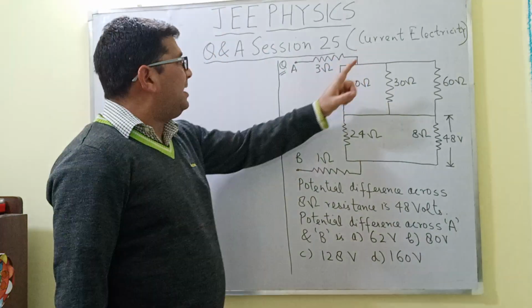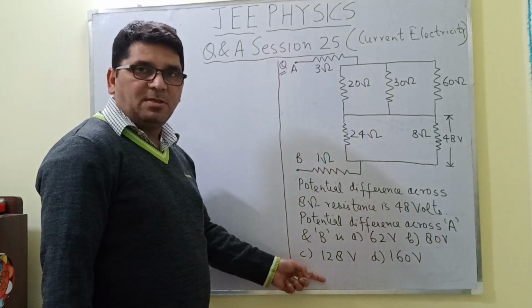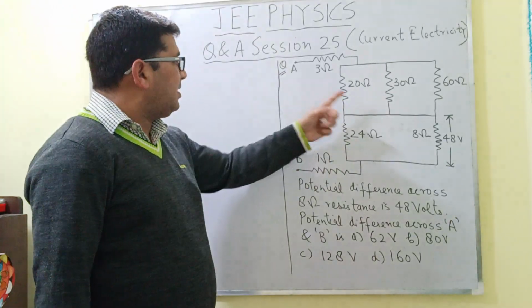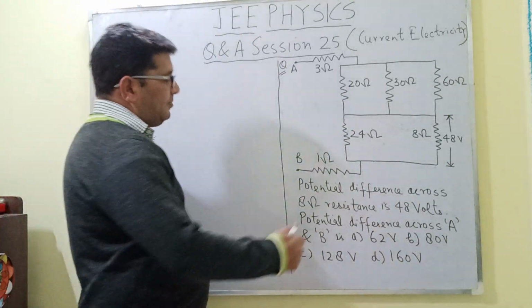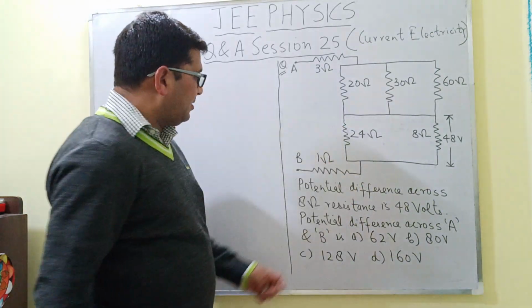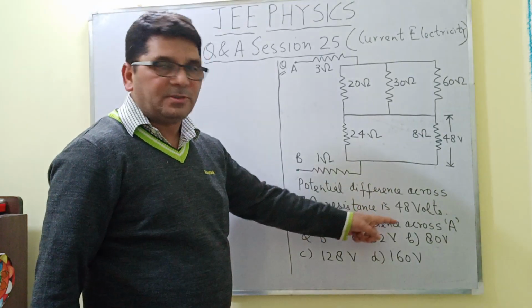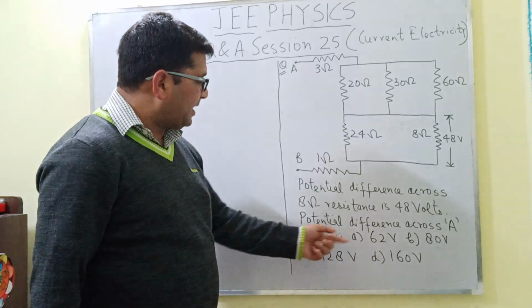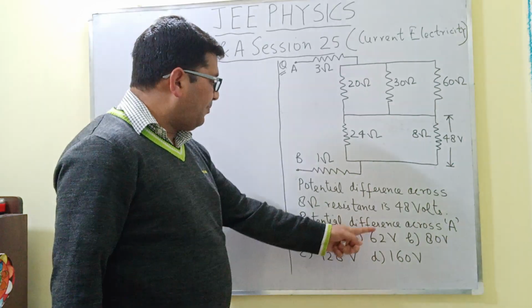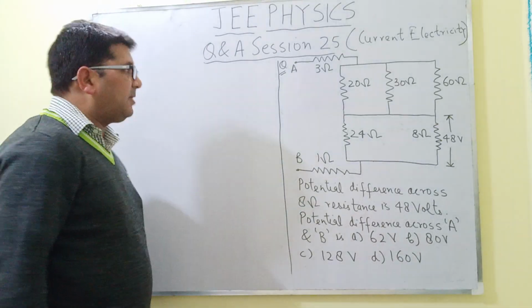The chapter is current electricity, and the question for this session is written on this board. In this question, we have one electrical circuit, and in this electrical circuit, the potential difference across this 8 ohm resistor is 48 volts. The question is, we have to find the potential difference across A and B, and there are four options here, and we have to find the correct one.